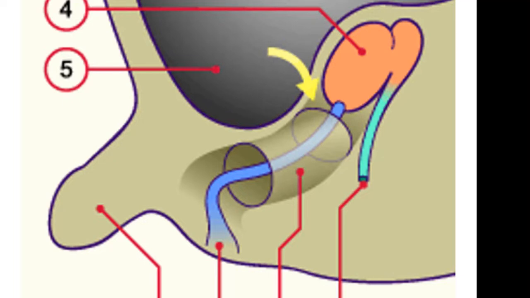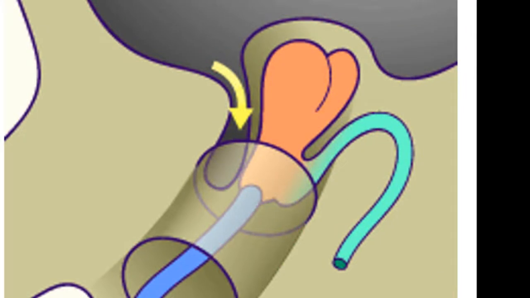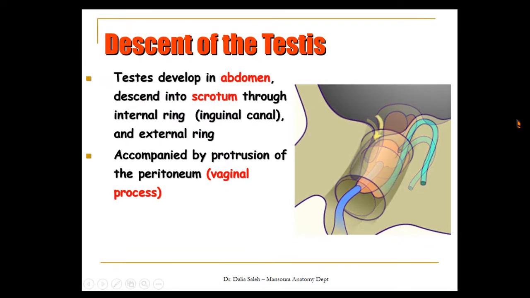So, during descent of the testis, it is accompanied by a protrusion of the peritoneum, this one, like a finger-like process that comes out of the peritoneum. It's called the vaginal process. Vagina means sheath and process means extension. So, it's like a sheath or extension of the peritoneum that will guide the testis during its descent. The more the vaginal process extends downward, the more the testis is moving downward as well.